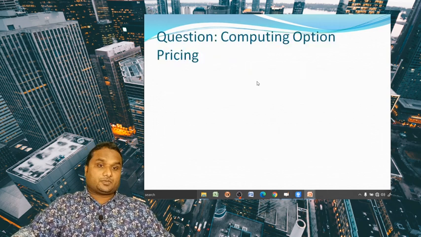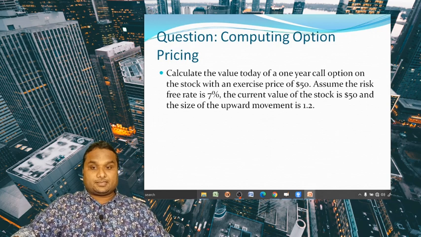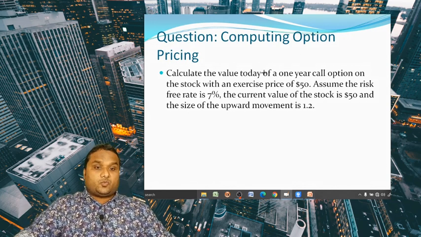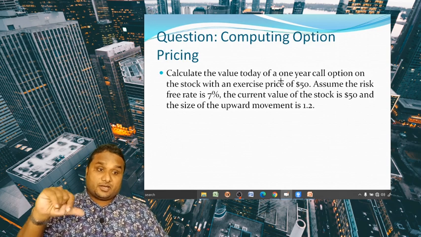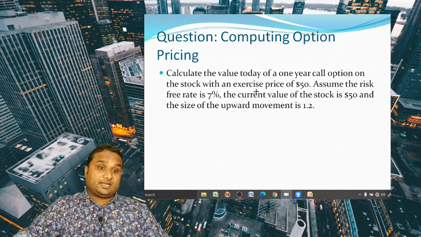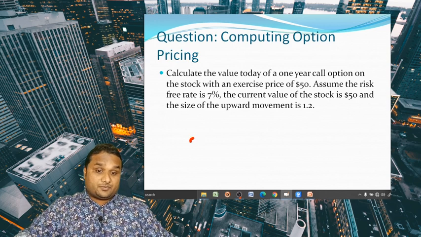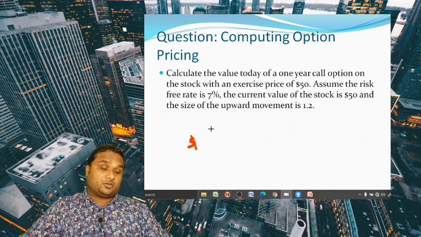Now this is a computing question, a computing question on pricing. Let's discuss this question. Calculate the value today of a 1-year call option on a stock with an exercise price of $50.